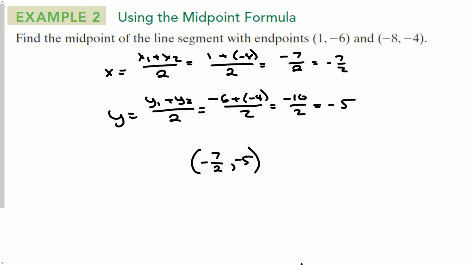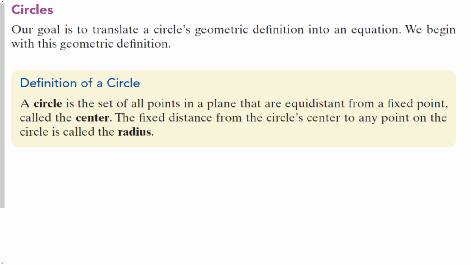Let's now jump into the equations of circles. Okay, so our goal first is to translate a circle's geometric definition into an equation. So the geometric definition of a circle is the set of all points on a plane that are equidistant from a fixed point called the center. The fixed distance from the circle center to any point on the circle is called the radius.